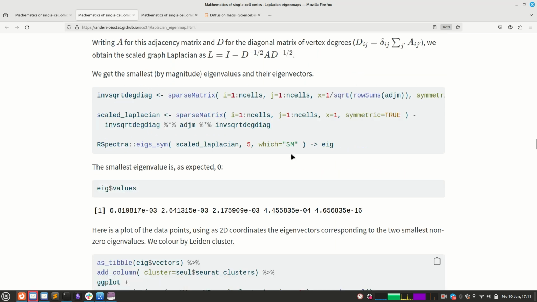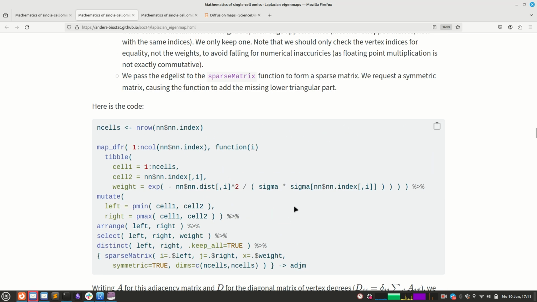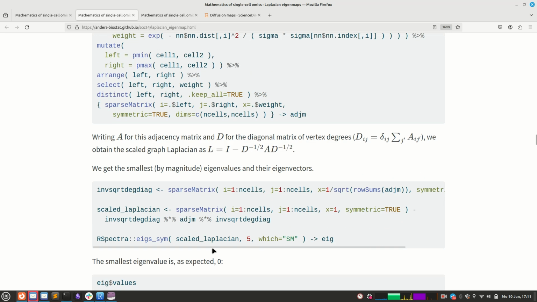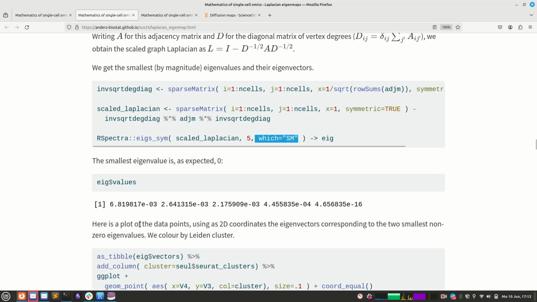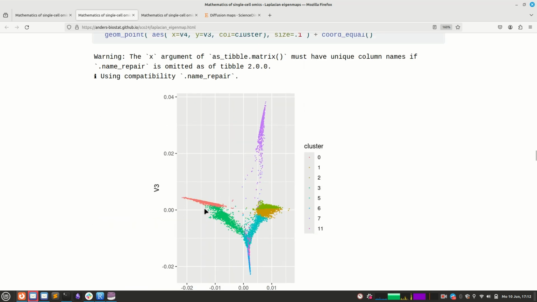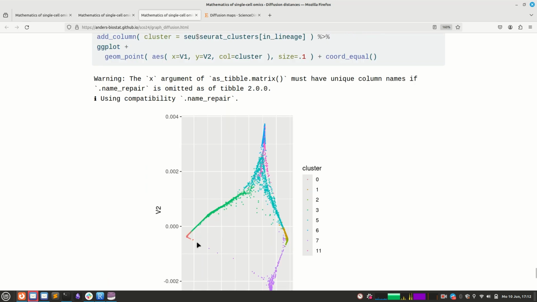Luckily, this eigenspectrum function that we always use here has a useful little argument where you can tell it, don't get me the largest, but get me the smallest by magnitude. And then I get here the 5 smallest eigenvalues. And you see the smallest of them all has eigenvalue 0. That's the stationary distribution. And then I plot now the eigenvectors corresponding to the second and the third smallest of these two. And if I look at this plot, again, we see something which is not so dissimilar to that one here.